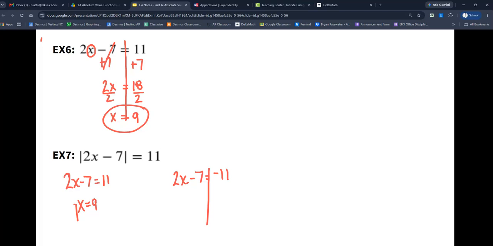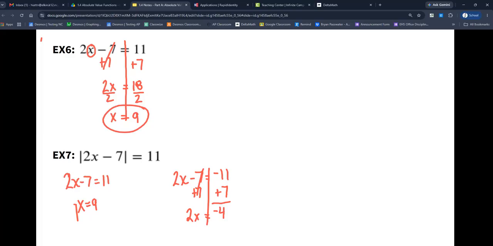So for this, Madison, what would we do first to solve 2x minus 7 equals negative 11? Okay, we're going to add that 7 again. It's basically the same steps, right? Except we're just going to get different numbers because this time we're doing negative 11 plus 7. What do we get for that? Brian? Negative 4. So we got 2x equals negative 4.